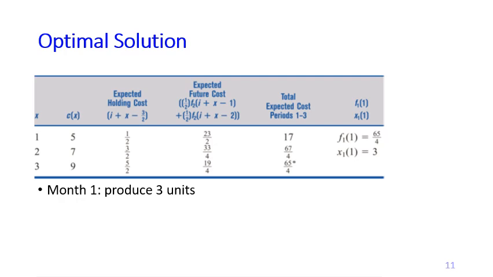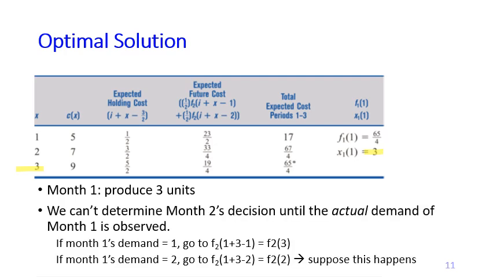So from the previous slide, we have seen that the first month we must produce 3 units. However, because the demand in the first month is probabilistic, we cannot know for sure what the ending inventory of month 1 is, or in other words, what the beginning inventory of month 2 is. So we cannot determine the month 2 decision until the actual demand of month 1 is observed.